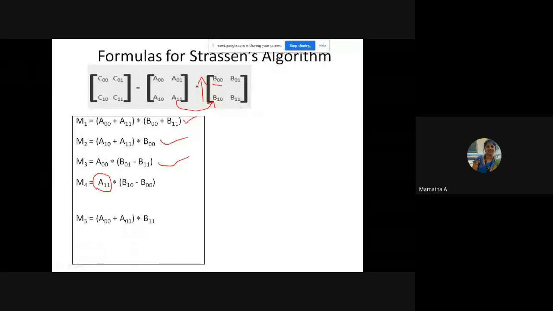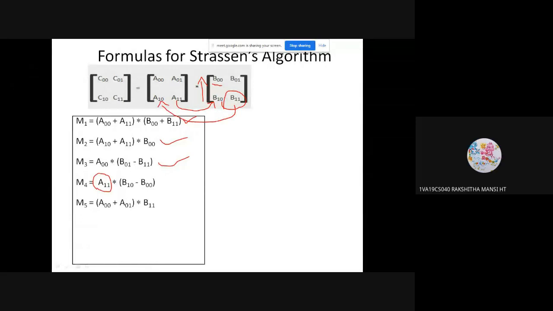Next is M5. M5 is what? B11. That is the last element of your second matrix, right? Into what? Sum of first row of first matrix. Yes. First sum of first row of first matrix: A00 plus A01. Somehow you have to remember, students. There is no other go here.